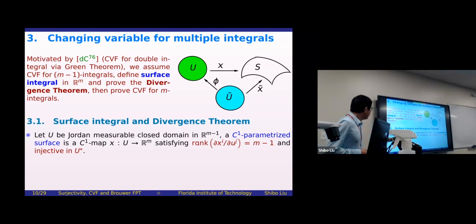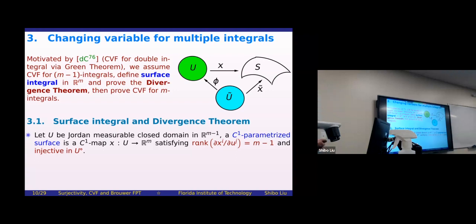What's Jordan measurable? That is a very basic concept when you talk about the Riemann integral, the multiple integral. It is a subset of Euclidean space for which you can talk about its area, its volume; it is less general than Lebesgue measure. When we study the Lebesgue integral, we define Lebesgue measurable sets, but when we study Riemann integrals, we need Jordan measurable sets. To explain this concept is a long story, and we could not present it here. Just think of it as a good subset whose area and volume you can talk about.